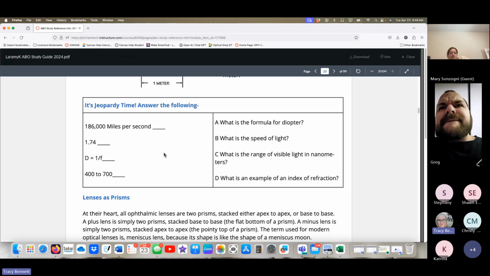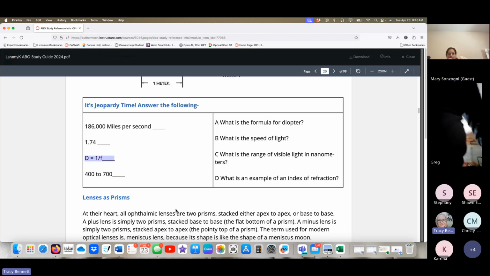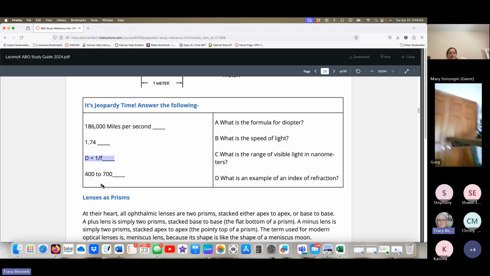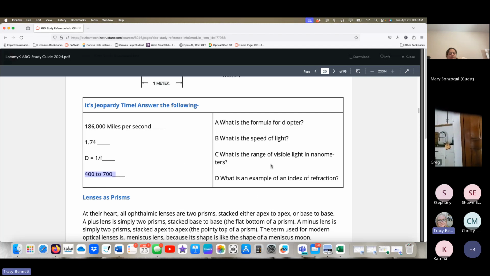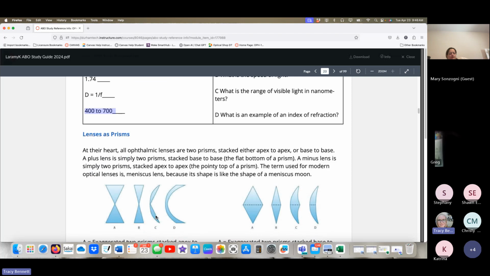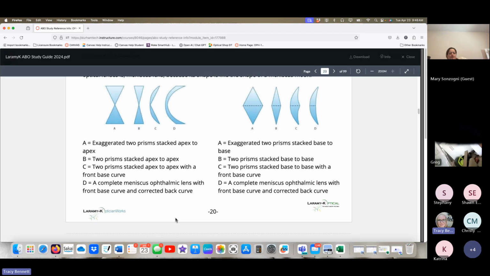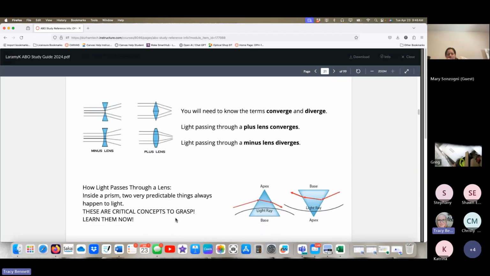What is an example of an index of refraction? And D equals 1 over F in meters. That's the formula for dioptric power. And then 400 to 700 nanometers. That's the wavelength of visible light. All right.